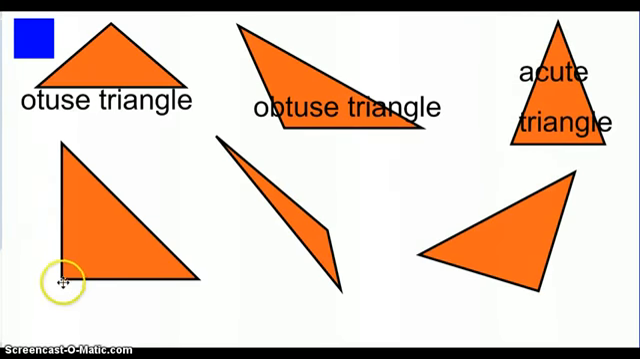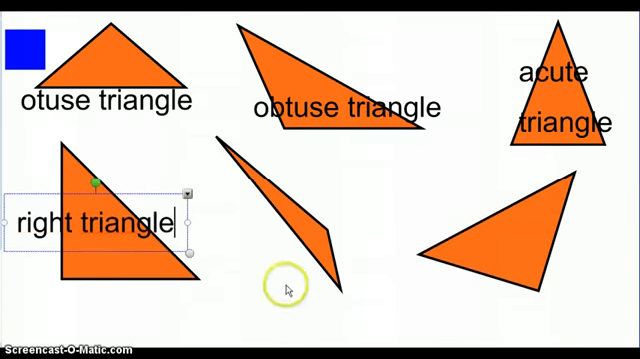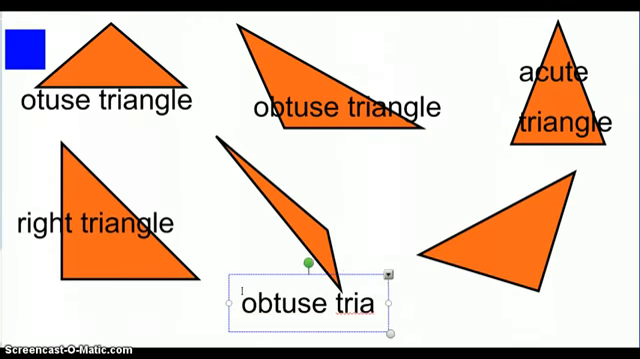And even I can see that this is a right angle right here. It makes a perfect little L. I can prove it by putting a corner in there, a square in there. So this would be a right triangle. This is definitely acute, and this is definitely acute, but this is a big, wide, obtuse angle. So this is an obtuse triangle.